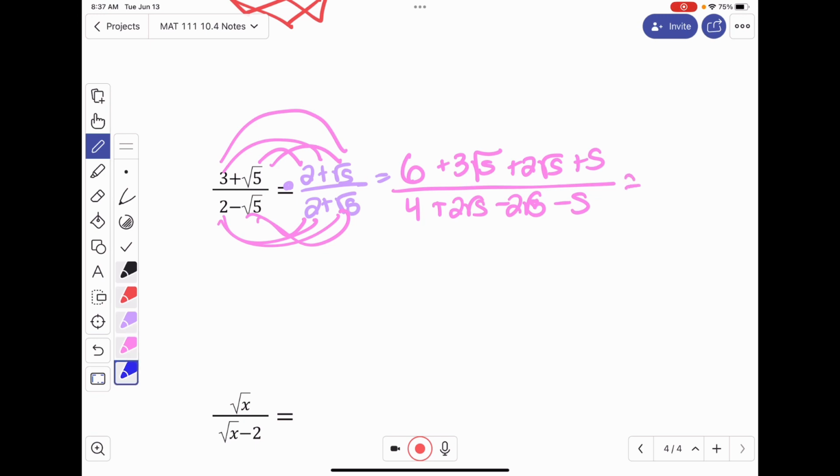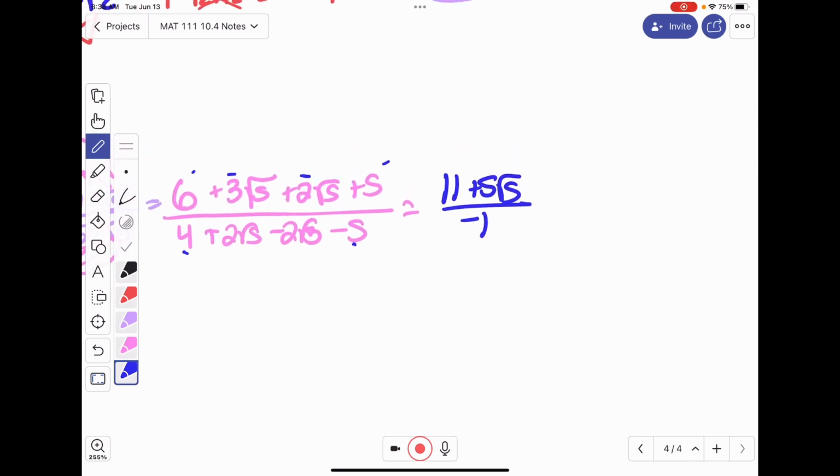Now we're going to combine like terms. So on the top, we have 6 plus 5 is 11. And 3 plus 2 is 5 root 5. On the bottom, we have 4 minus 5 is negative 1. And again, this is just going to change the sign to negative 11 minus 5 root 5.